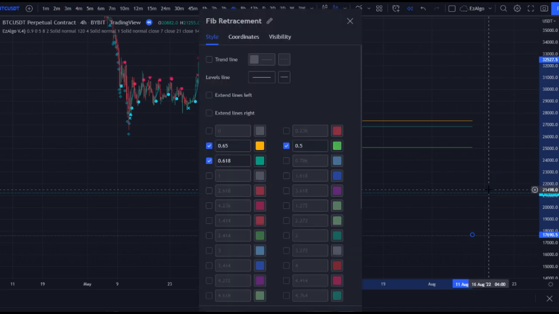Now, in my settings, I only use these three. Occasionally, I'll use some other ones just to track whether the market is going to continue going in a certain direction. But usually, I'll use the golden pocket. That's usually what I use. I will have the 0.5 for higher time frames, but pretty much, besides the higher time frames, I don't even use the 0.5. I just use the golden pocket, which is the 0.618 and the 0.65.